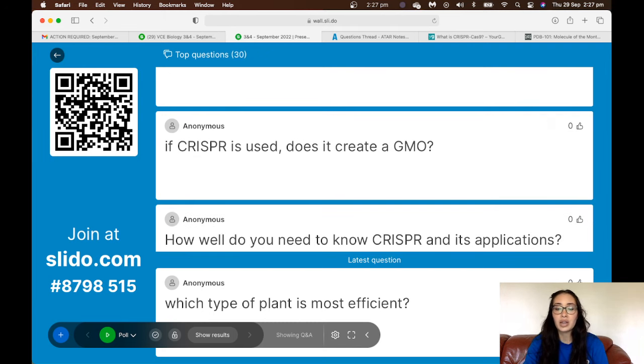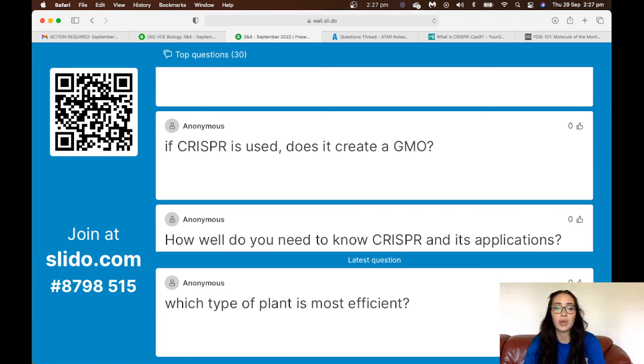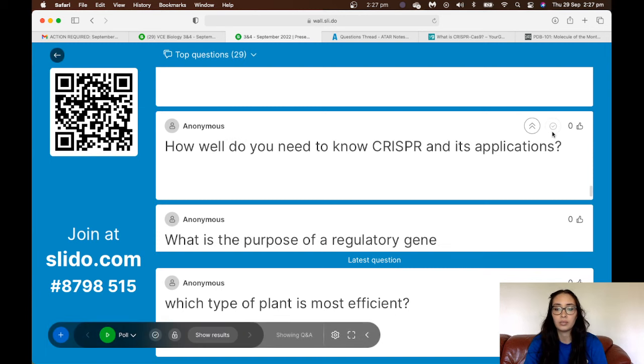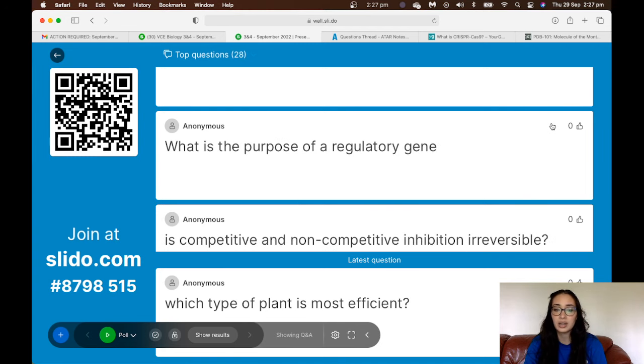CRISPR does create a genetically modified organism. So you are making changes. You're genetically modifying it using CRISPR. You're either cutting it, deleting it, adding things, stuff like that. You need to know CRISPR really well. So once again, I'm highly recommending just seeking out articles discussing it.